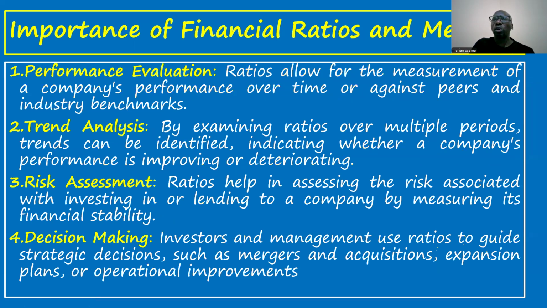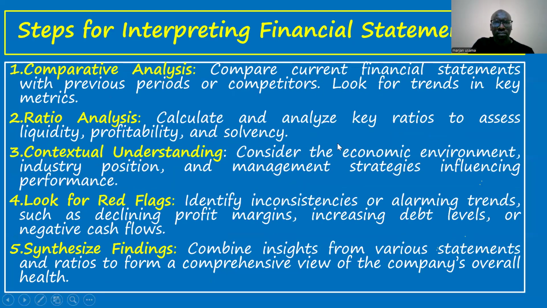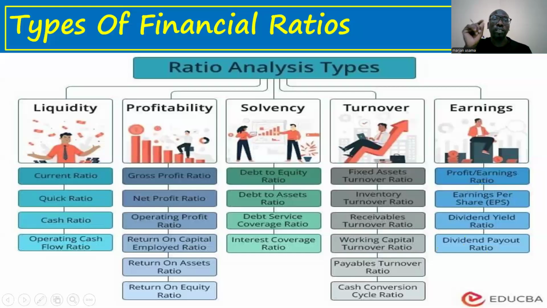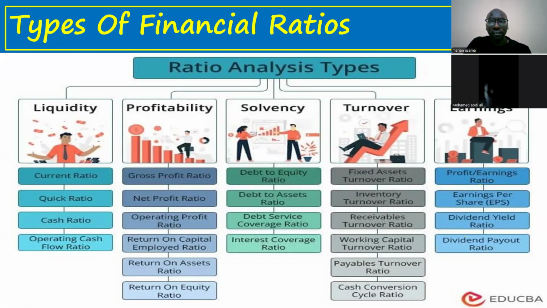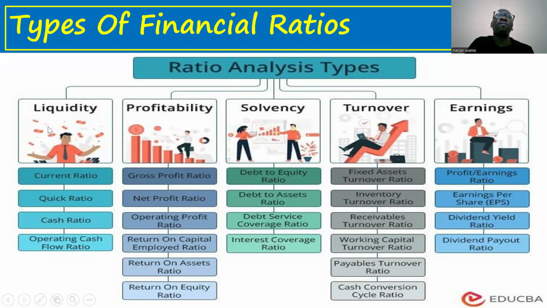Now, we have the importance of financial ratios. This one you'll just read during your free time. The steps for interpreting financial statement: this is where I need you to focus more because this is what you are going to find in your exam next week. So we have the types of financial ratios, and these ratios are divided into five. We have liquidity ratios, profitability ratios, solvency ratios, turnover ratios, and earning ratios.